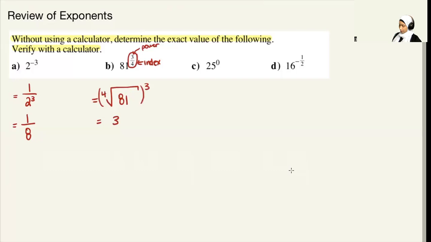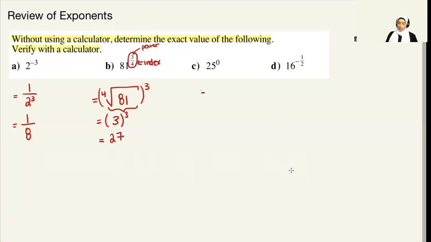Now I have 3. This inside one, when I chose to keep the power outside, now I can turn into a 3, because we know that the number that multiplies by itself 4 times to give me 81 is 3. And so that's going to simplify to 3, but we still have that power outside. So it's 3 to the power of 3, and 3 to the power of 3 is 27, right?